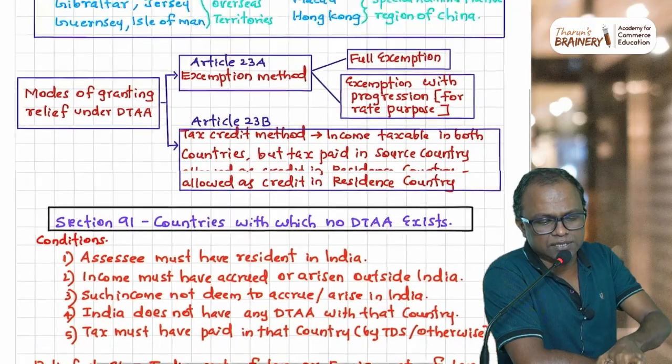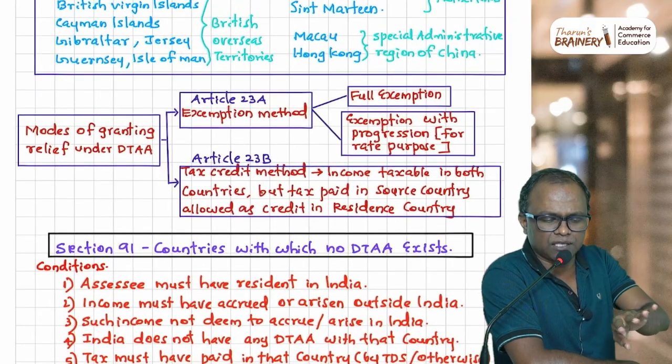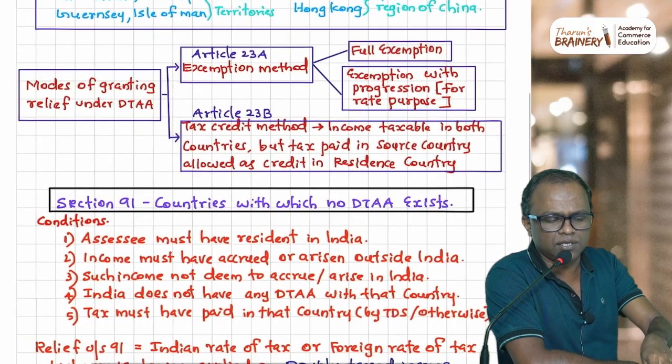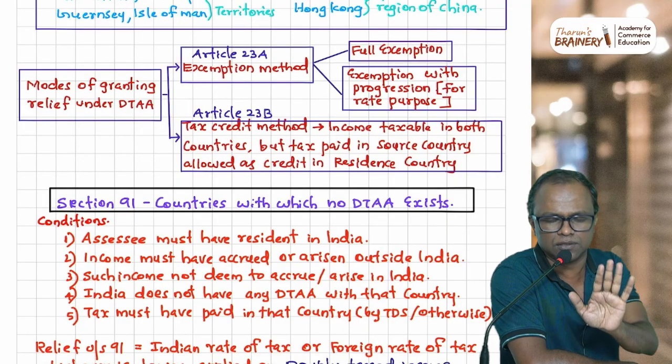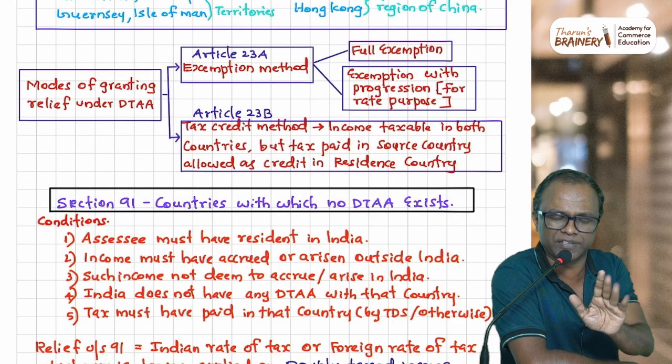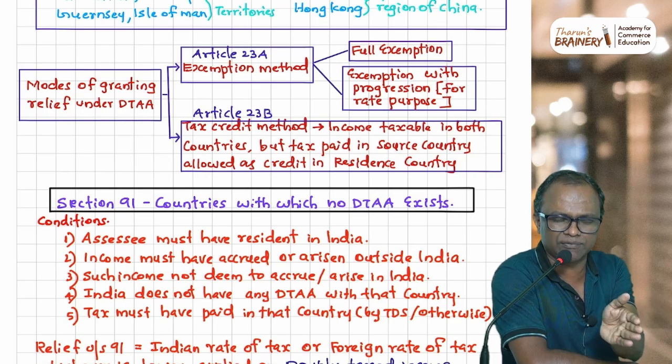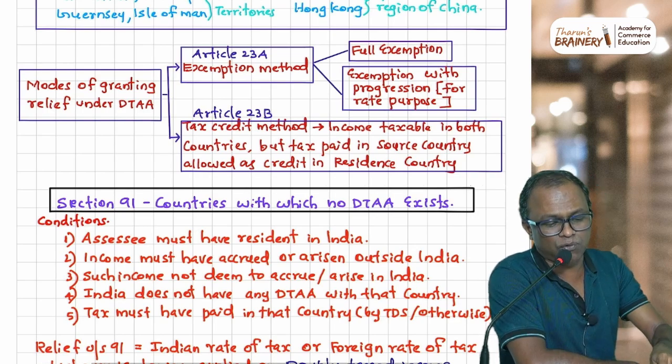Now, this is the tax credit method. Either for the tax credit method or for the next section, 91, we must follow the foreign tax credit rule. That is Rule 128 of the Income Tax Rules. That we will study. Only after studying that can we solve the problems. So what is section 91?